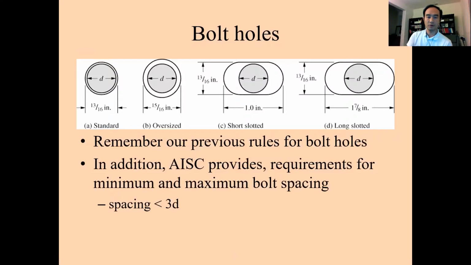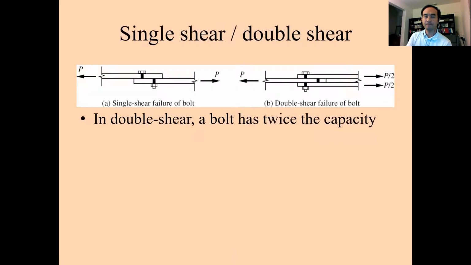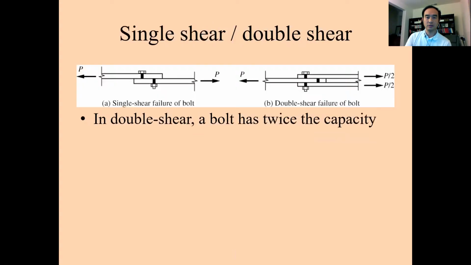We already talked about the bolt size, right? So I'm going to skip that. The limit states for the bolt are the bolt shear and the bearing on the material behind the bolts. So we have the tear out failure and the bearing failure. And also we can think about the tension in the bolt, depending on how we connect those bolts in the connections. So this is the case for the shear failure.